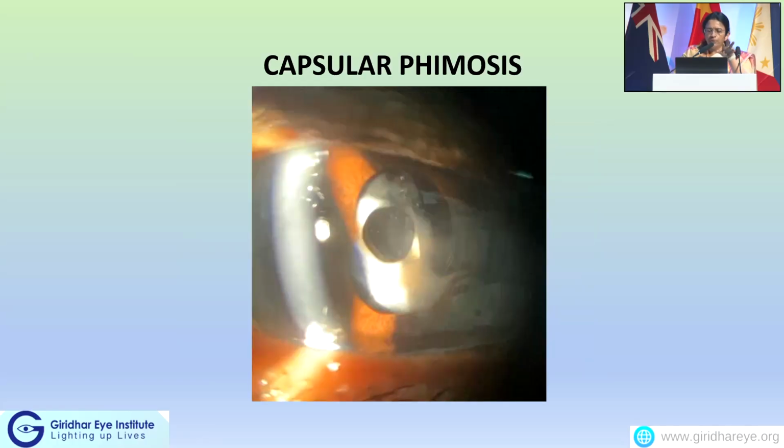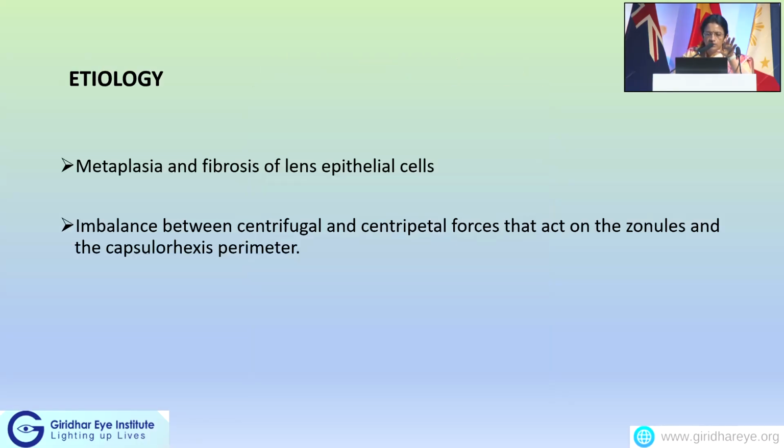Now coming to capsular phimosis, there is progressive contraction and fibrosis of the capsulorhexis margin, potentially obstructing the visual axis. It can also produce late IOL changes like pseudophacodonesis, IOL tilt, decentration, or even subluxation or dislocation because of progressive zonular weakness or dehiscence. It is due to the metaplasia and fibrosis of the lens epithelial cells at the capsulorhexis margin, and this is exaggerated by the imbalance between the centrifugal forces and the sphincter effect of the rhexis margin.